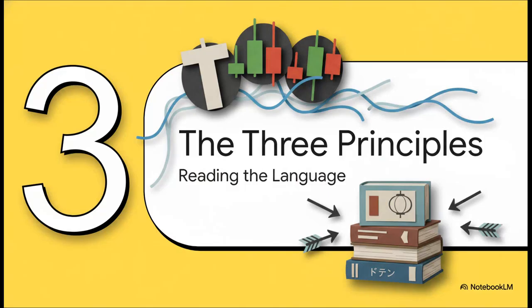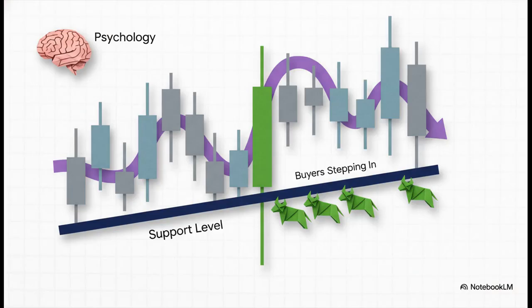Now, Nissen's book isn't just some big dictionary of patterns you have to memorize. No, it's a whole new way of thinking, and it's built on 3 core principles. Let's break those down. Okay, principle number 1, and this is the big one. Psychology is more important than indicators. A candlestick is a direct picture of human emotion. Think about it. A candle with a really long lower wick at a key support level, we call that a hammer. You can literally see the buyer stepping in and fighting back against lower prices, all in real time. It's not a calculation, it's immediate market sentiment.